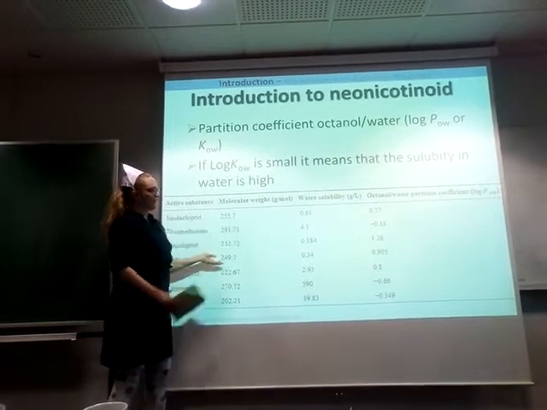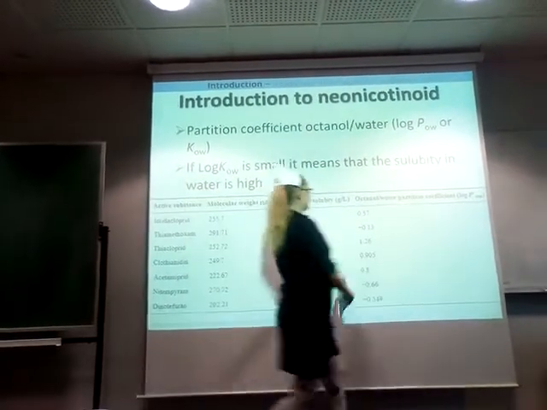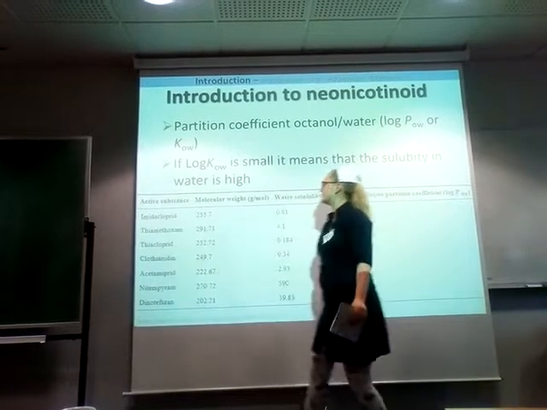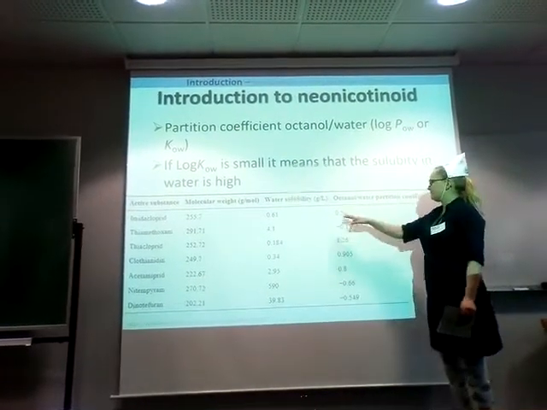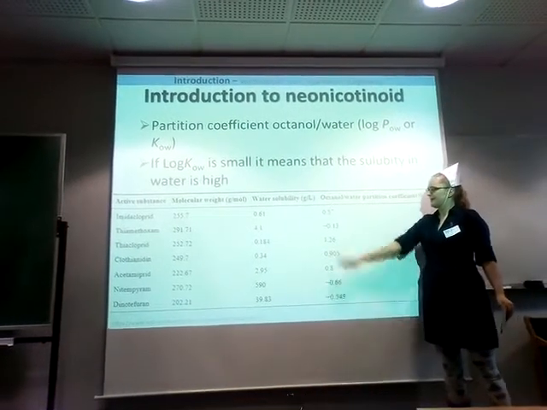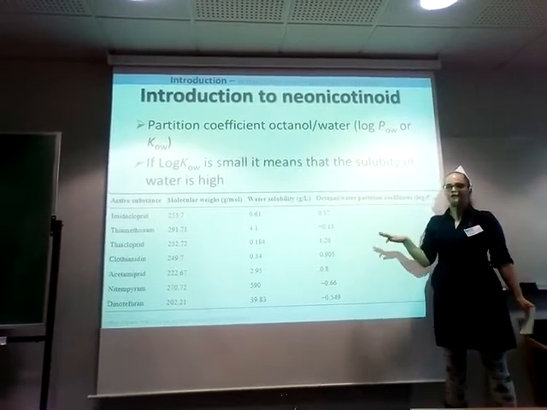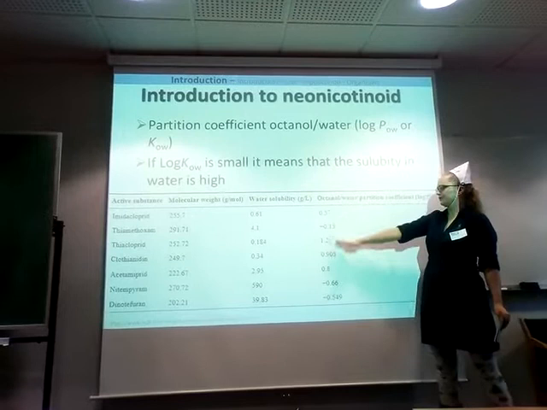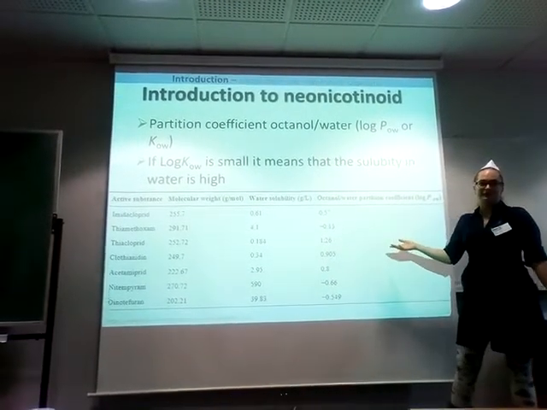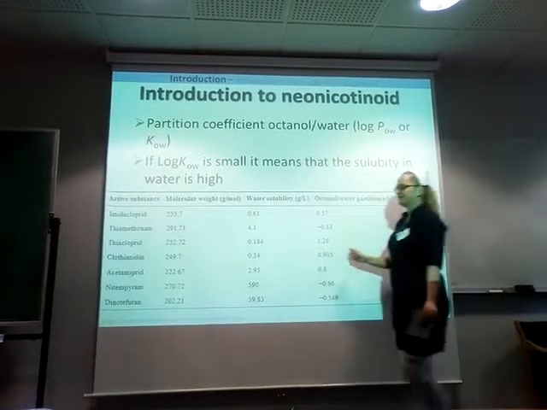And if we look at some chemical properties of these chemicals, we can see here the different groups of neonicotinoids. We have the octanol-water partition coefficient here, and this is a scale that goes from -2 to 12. Because the number is kind of low, they are very soluble in water, meaning that the plants take them up really easily.